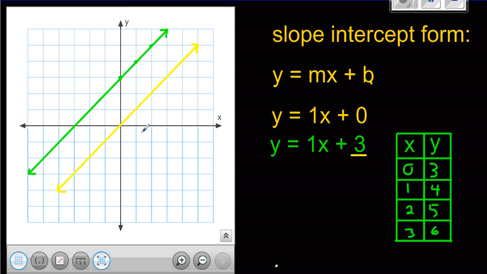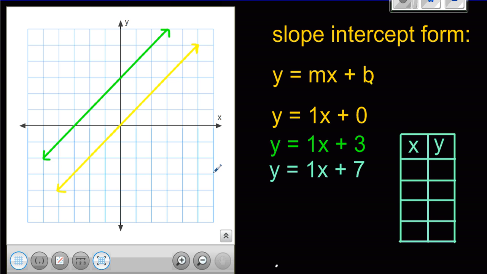It looks like the same line, it just moved up a little bit. We're going to move on to the next one. See what happens again here. Now we have 1x plus 7.